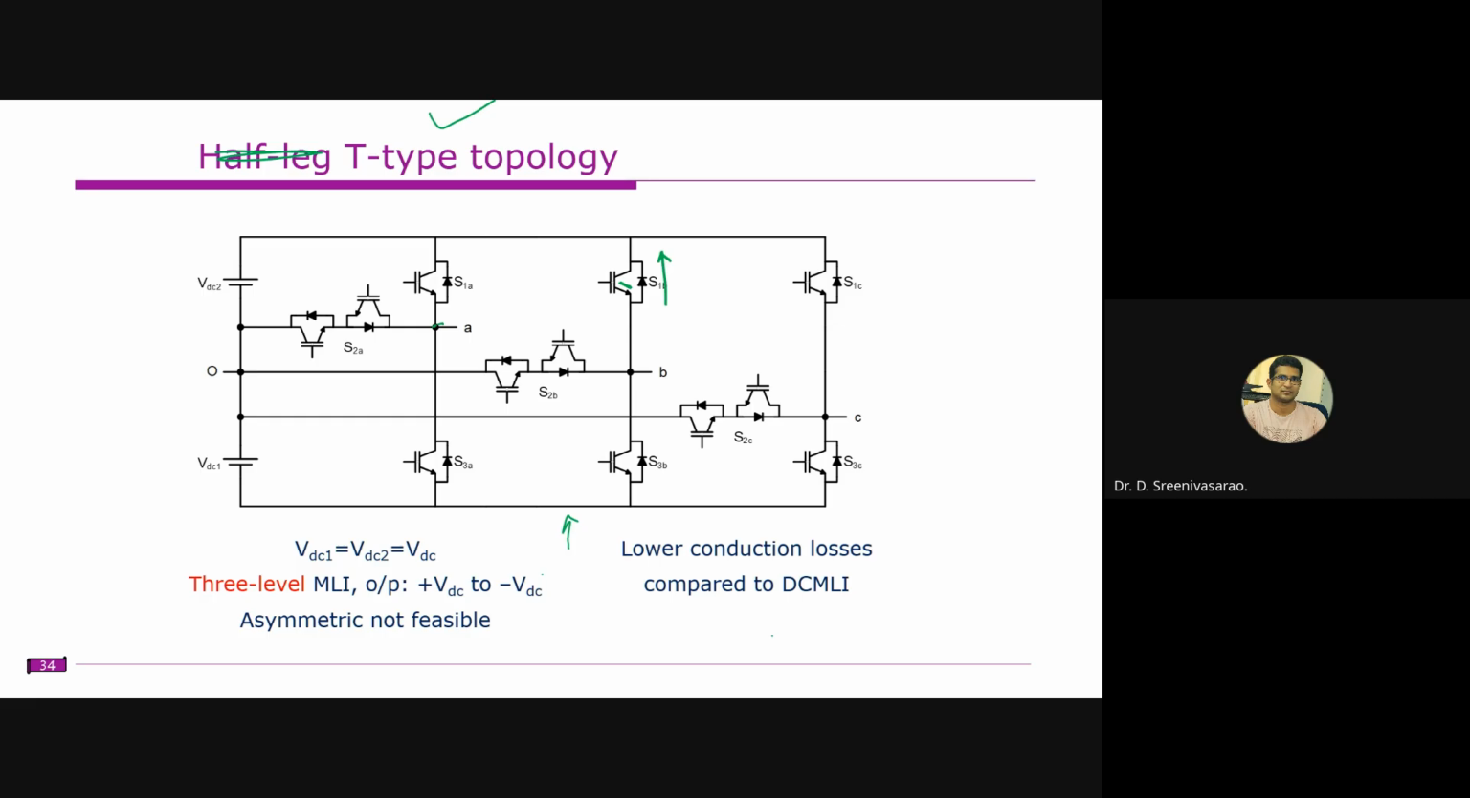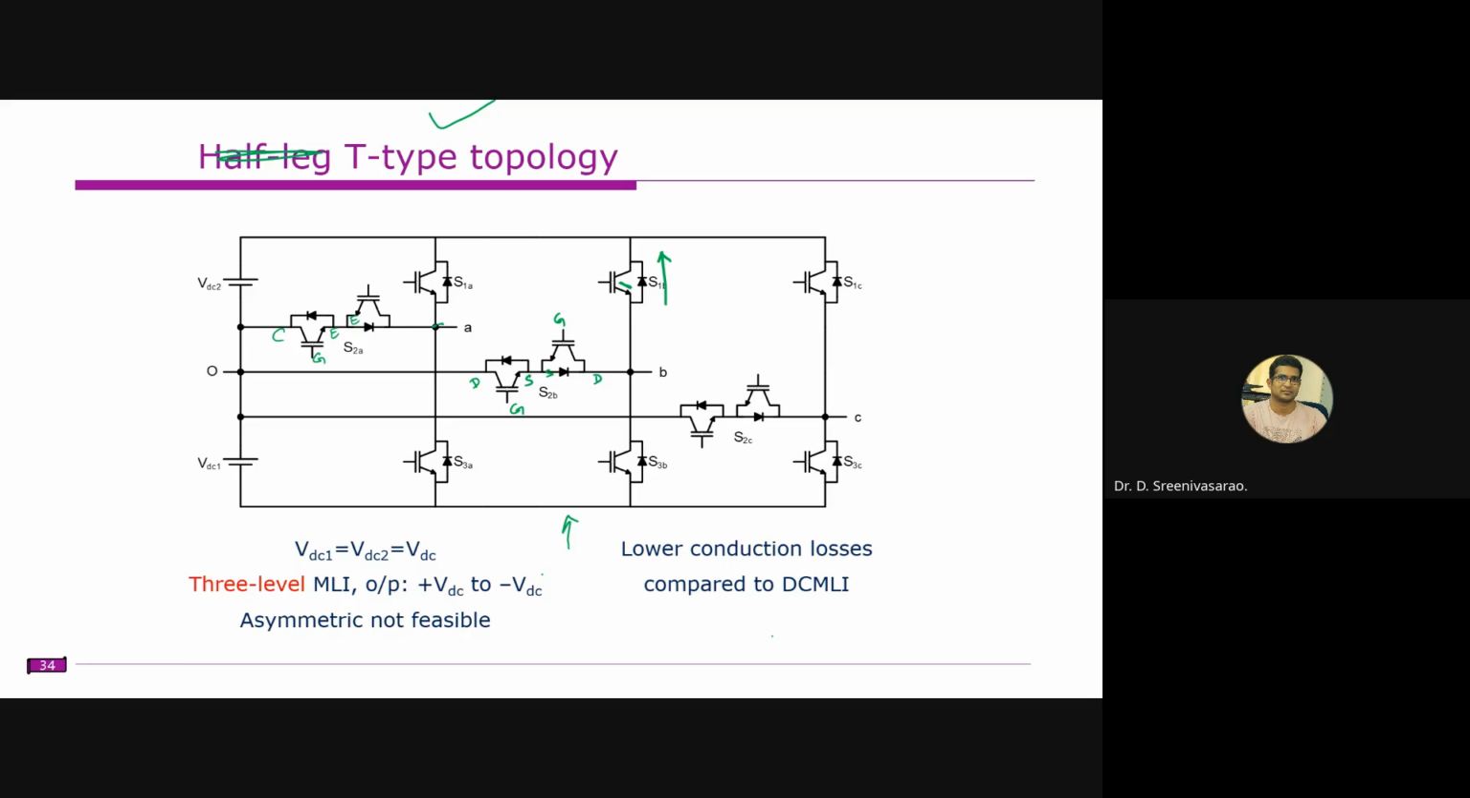Normally, if you see this one, this is the common emitter configuration. This is the collector, emitter, and the gate. In case of MOSFETs, we normally prefer a common source configuration. So if it is a MOSFET, this is the source, this is the drain, and this is the gate of the MOSFET.